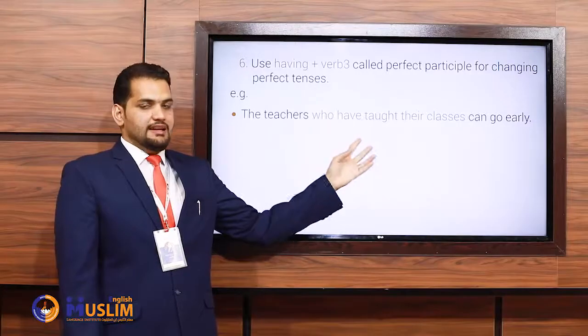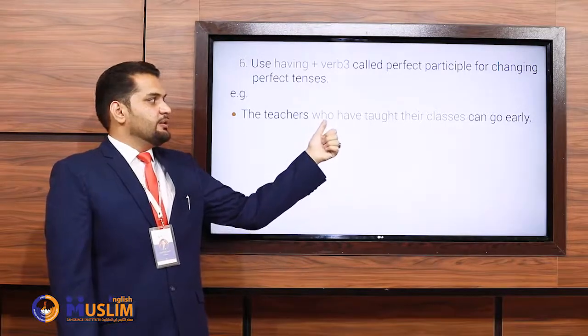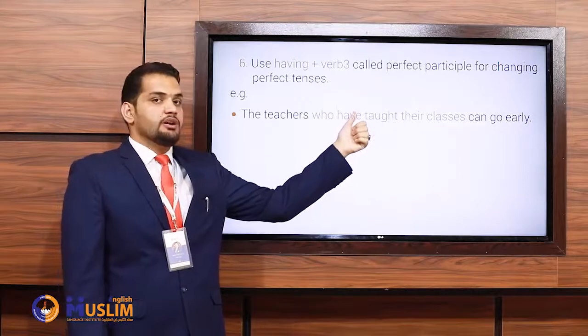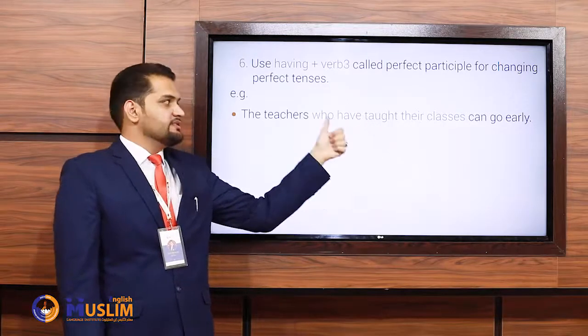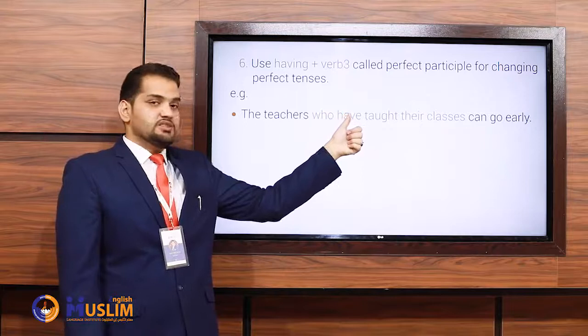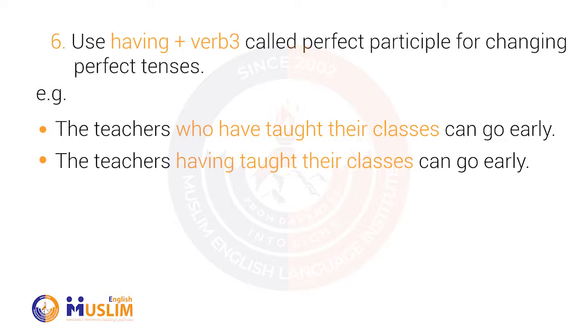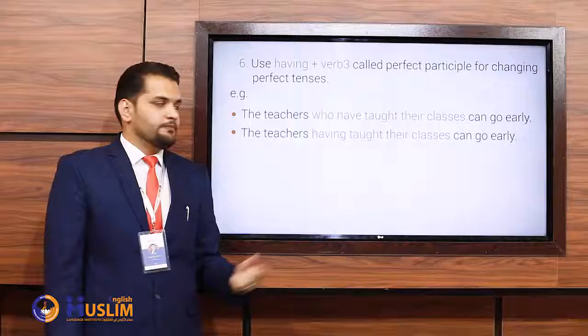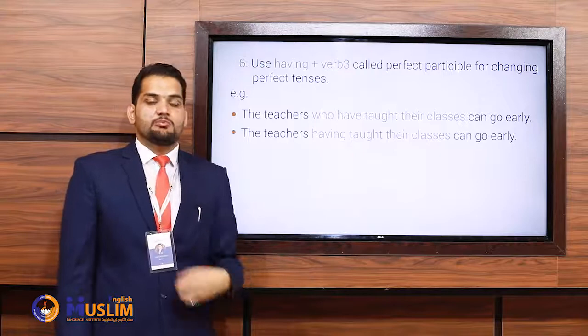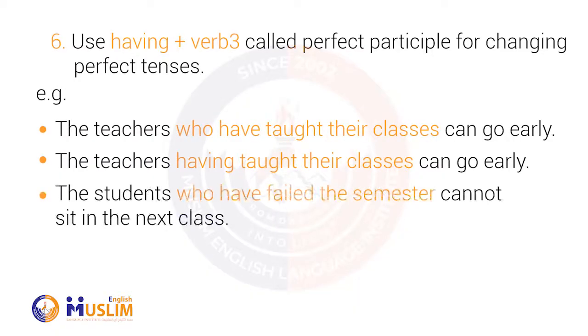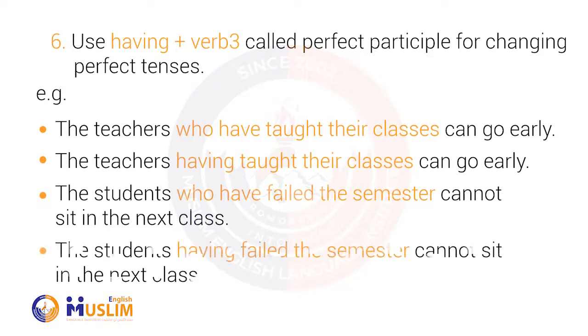Who have taught their classes? Here we have plus third form of the verb. You just need to remove who and change have to having. The teachers having taught their classes can go early. Having taught is also known as perfect participle. Next example. The students who have failed the semester cannot sit in the next class. The students having failed the semester cannot sit in the next class.